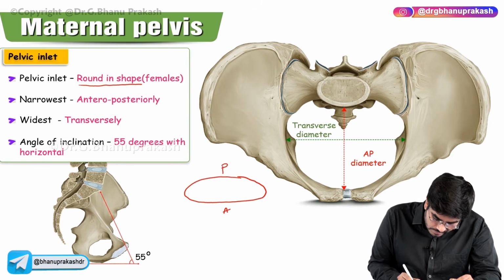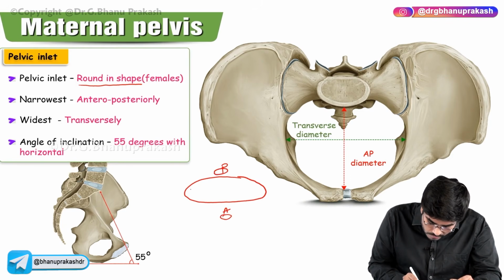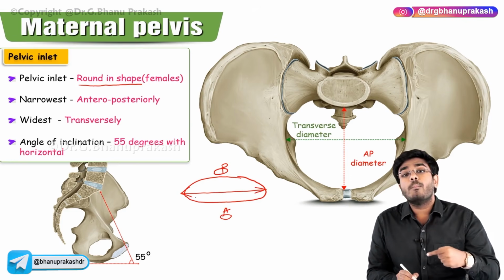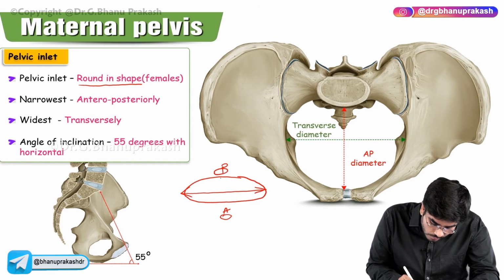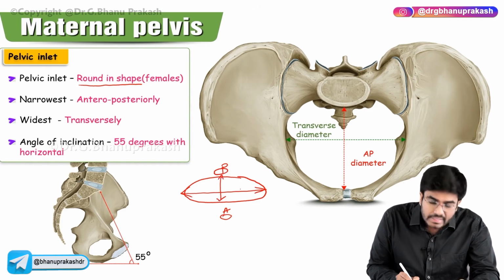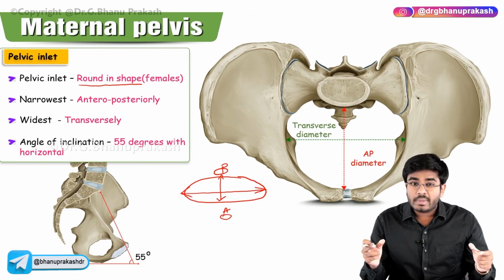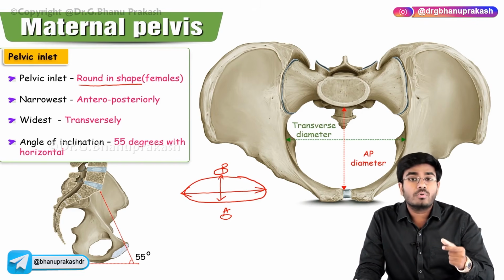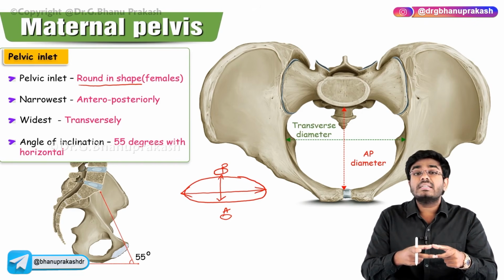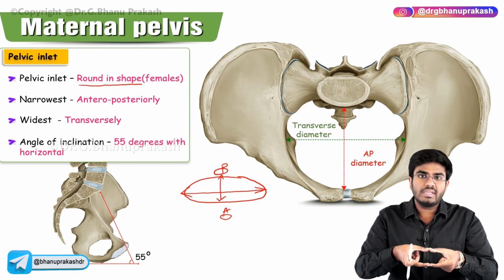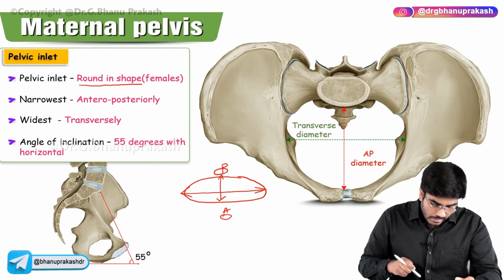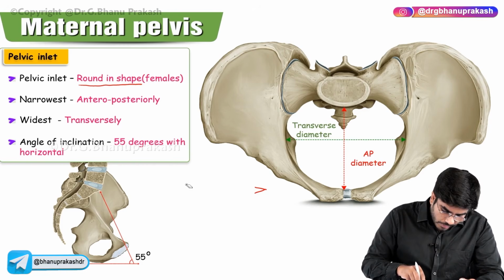antero-posterior diameter, for example, here is the pubic symphysis, here is the sacrum. Now, this is the transverse diameter. The transverse diameter is greater when compared to the antero-posterior diameter. So the inlet is transversely oval. It will be something like this. Now, that's a very important point.